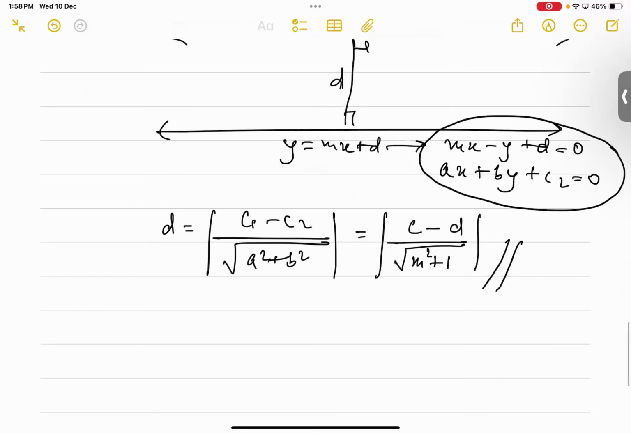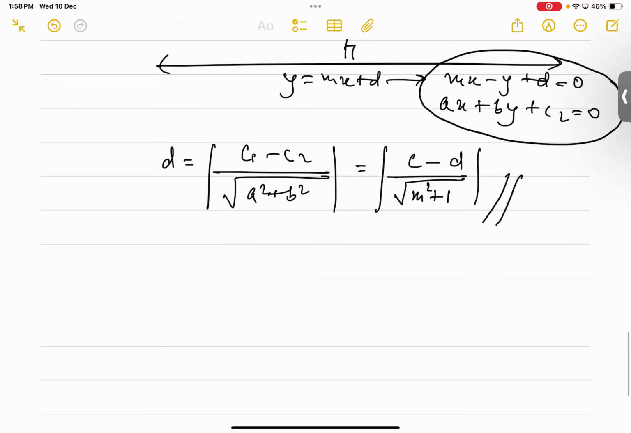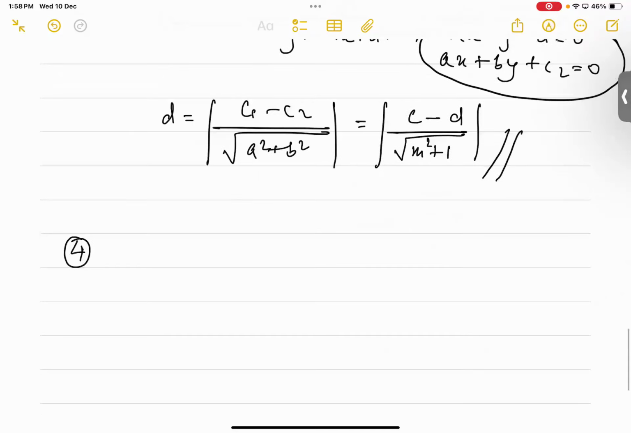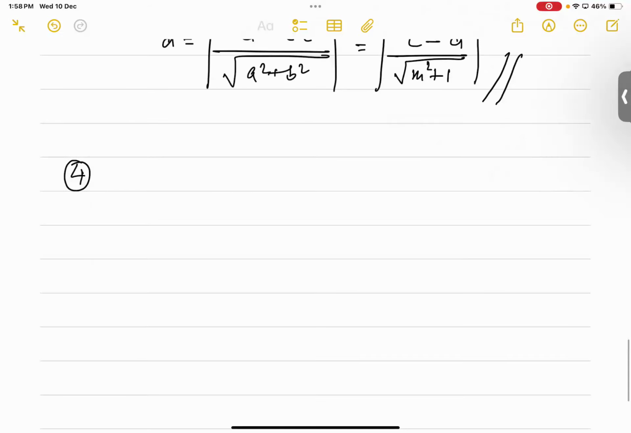Question number 4. You're supposed to read that very clearly. The vertex of the square is at the origin and one of its sides lies along the line 3x minus 4y minus 10 is equal to 0.